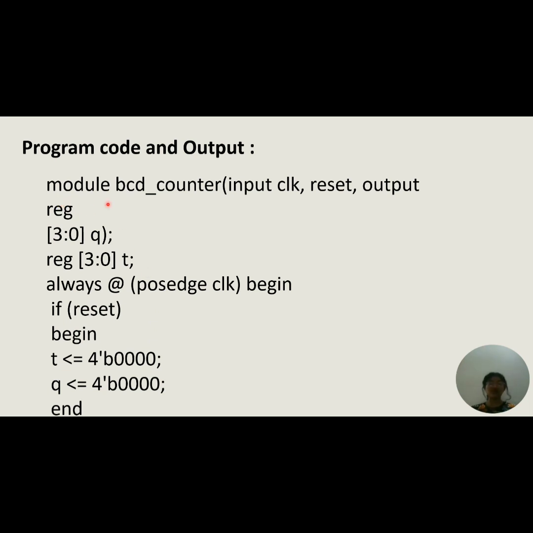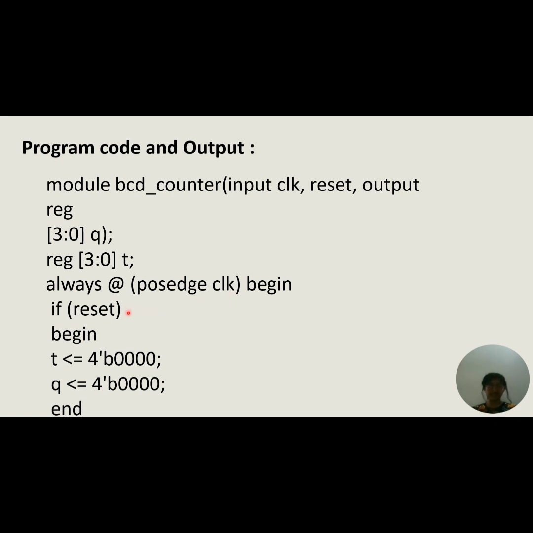I am here to explain the program code. Basically the module BCD counter has two inputs, the CLK which is clock, and reset, and one output which is Q. Q is a 4-bit BCD binary coded decimal counter. Inside this module there is a 4-bit register T. This T acts as a temporary storage for counting. The always block triggers on the positive edge of the clock signal, which is given by posedge CLK.